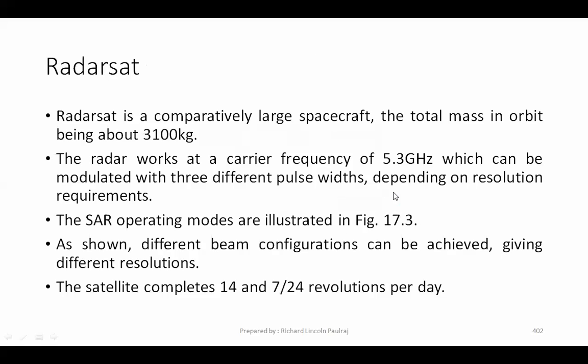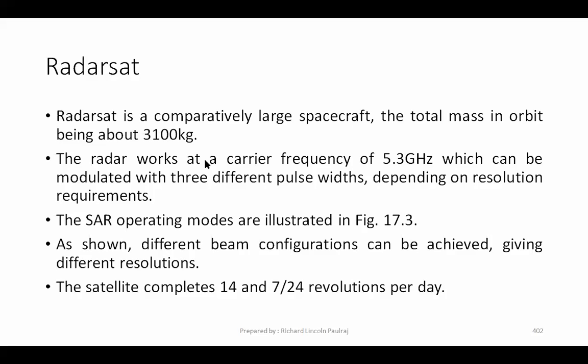So the Radarsat is a comparatively large spacecraft, the total mass in orbit being about 3,100 kilos. It's a huge amount of weight, because it carries a lot of sensors and a lot of antennas. As the number of instruments and testing equipment increase, the weight also does.